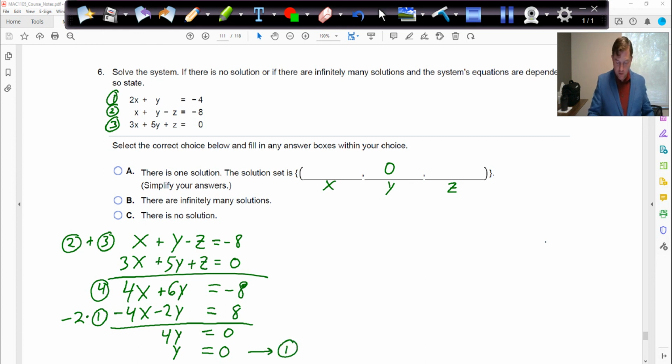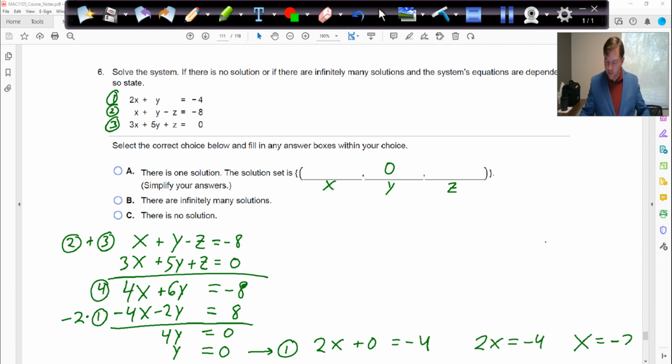Equation 1 says 2x plus y, but y is 0, has to equal negative 4. So 2x has to equal negative 4. Divide both sides by 2. X equals minus 2. And now we can just go back to any 3 equations. So let's go x equals minus 2, y equals 0, and let's plug those into, I have to pick one that has z in it because that's the last letter we don't know.